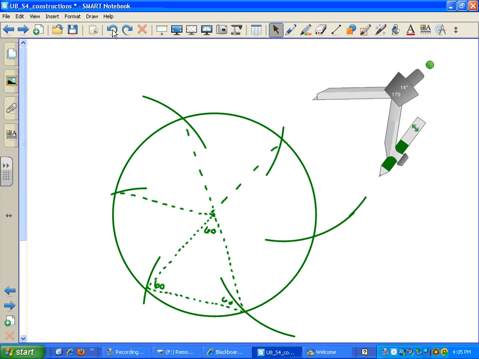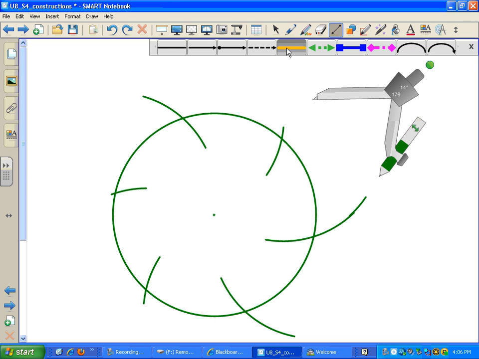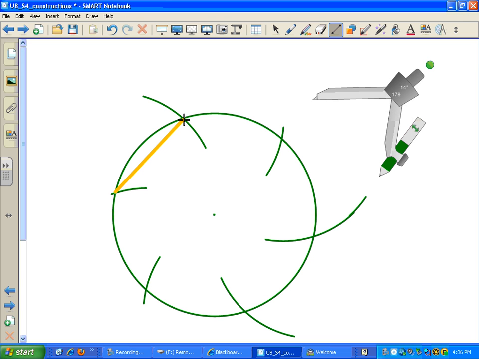So let me get rid of that. Okay, to draw my hexagon, all I'm going to do is take my straight edge and connect each of the intersecting arcs. And I know that length that I just drew is the same length as the radius. I know all of these lengths are going to be the same. And so we have just constructed an equilateral hexagon, or a regular hexagon, I should say, inscribed inside a circle.